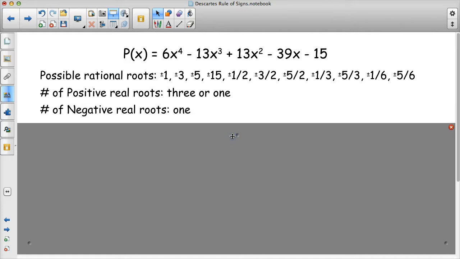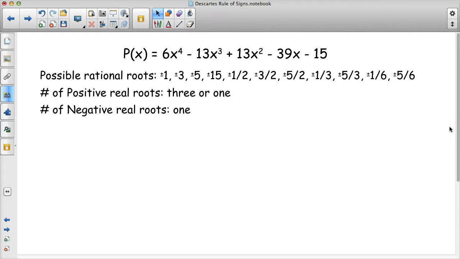Also, we found that the number of negative real roots is 1. So in other words, at least one of these negative numbers has to be a root of our polynomial. That gives us some place to start. So we know that if we find one negative, we don't have to check any more negatives.